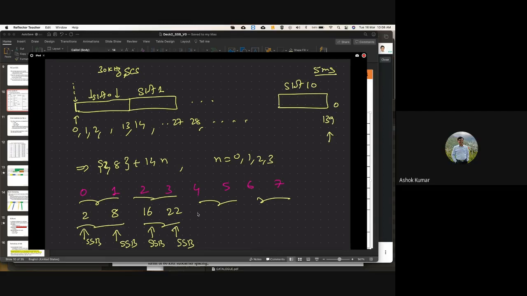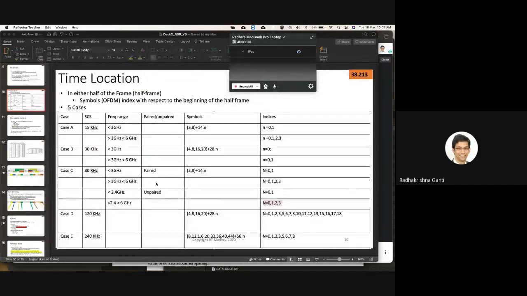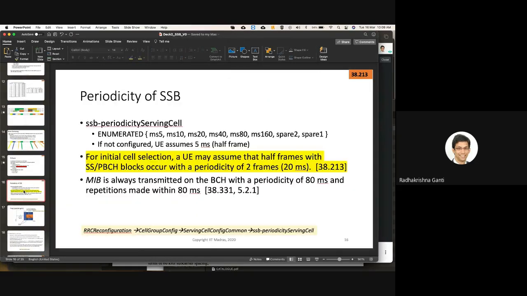So basically it is the 2nd and 8th symbol of slots 0, 1, 2, 3, only. First 4 slots are allowed. Only in the first 4 slots, and then it will repeat after, say, 20 milliseconds, right? That we can configure. So that is the configuration part where you can configure it up to 5 milliseconds, that is every half frame. 10 milliseconds means every other half frame, every 4th half frame, and so on and so forth.